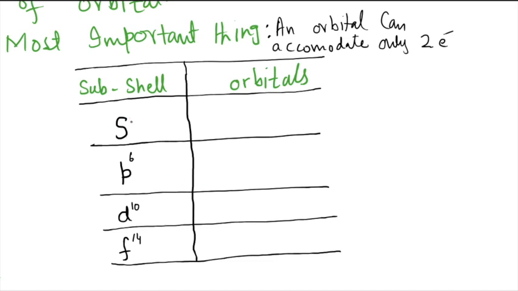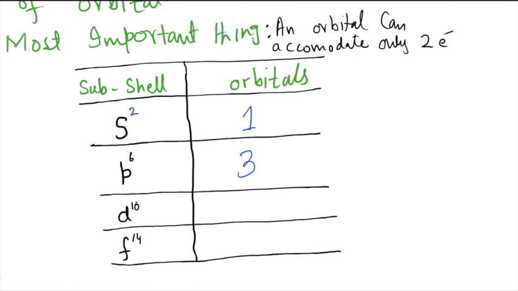So how many orbitals would be present in the S subshell? First of all, think how many electrons are present in S. Definitely 2 electrons. So these 2 electrons need only 1 orbital, because in 1 orbital 2 electrons can easily live. In the P subshell, how many orbitals? P has a total of 6 electrons. So for the 6 electrons, how many orbitals are needed? 3 orbitals. Each orbital carries 2 electrons.